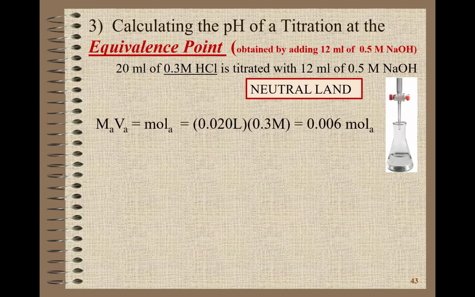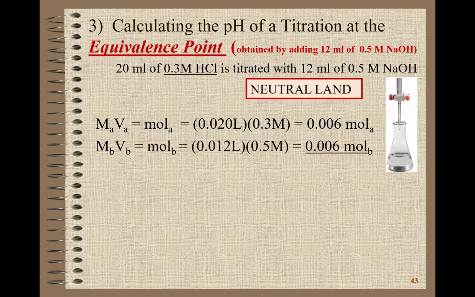Everybody with me? This is the volume in liters times 0.3. We got that number of moles, 0.006. And it turns out if we convert 12 milliliters to liters divided by 1,000, right? And you multiply that by 0.5, guess what you get? The same. So what's the difference? Goose egg. The big goose egg.